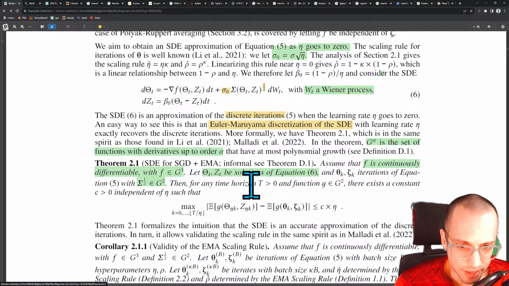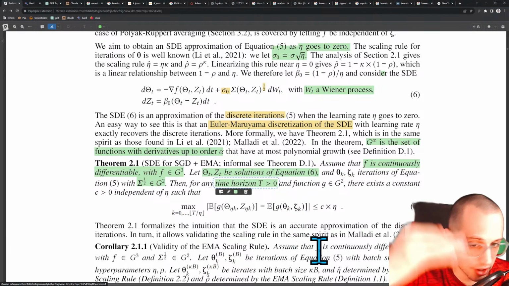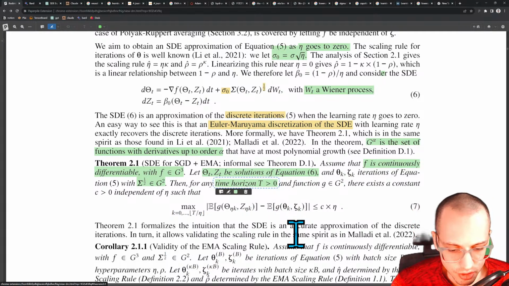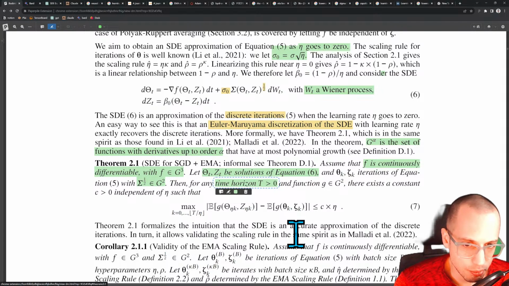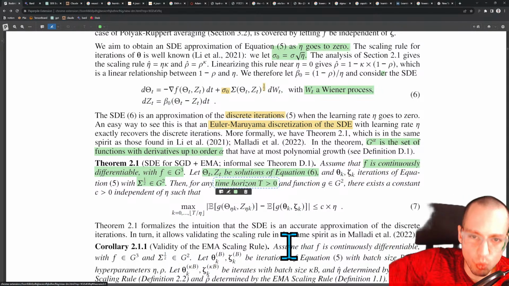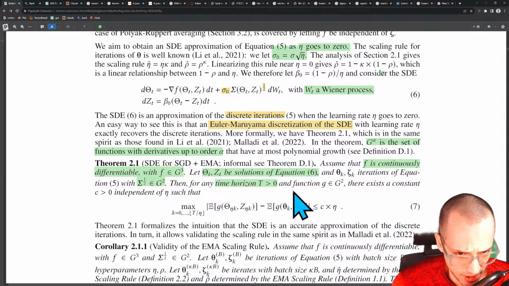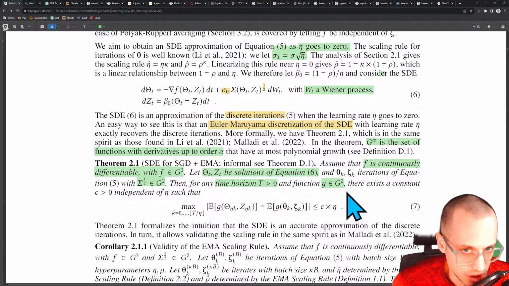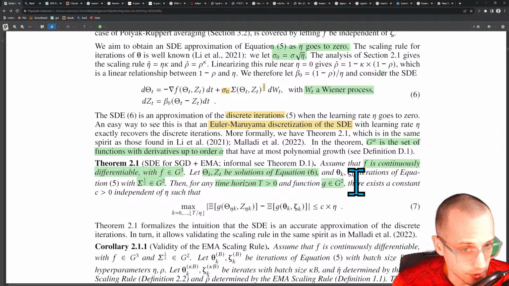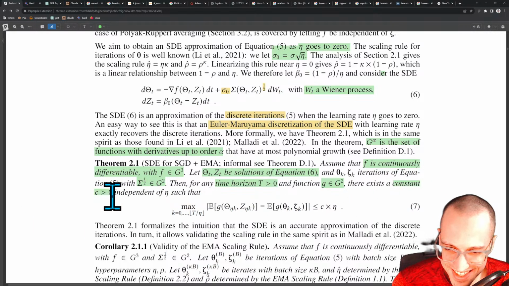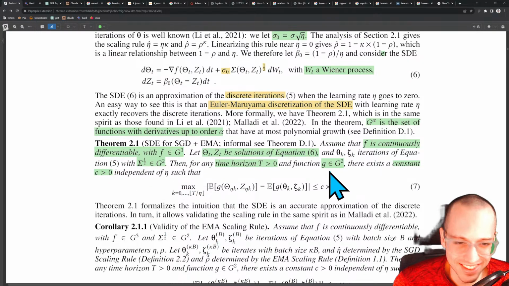Okay, then for any time horizon T greater than 0, as you go further and further in your training, you're going to approach a horizon, right? The word time horizon there refers to the fact that you're taking steps over time. There's some horizon in that landscape, and if you were to walk toward that horizon to infinity, what would you get to, right? So for that time horizon T greater than 0, and some function g in the set G^2, the set of functions with derivatives up to order 2, there exists a constant C greater than 0. This is so gnarly. Independent of eta.